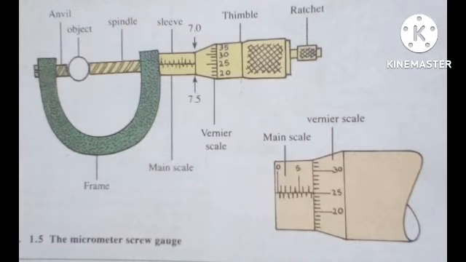Then you have your frame, the main scale, and in this case it has a circular vernier scale, and the vernier scale measures to one more decimal place than the vernier caliper. So the micrometer screw gauge is accurate to 3 decimal places of the centimeter. And then you can see the various parts, and this is how it looks. It's very close to its real shape.